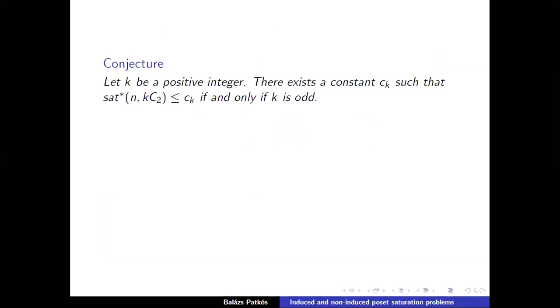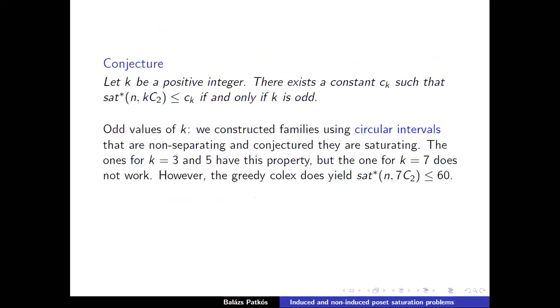For positive results, in the sense that it's bounded, for k equals 1 you just take the empty set, or you take the whole ground set, and that would give you a saturating family. But for k equals 3 and 5, we had some nice constructions, and we were very happy and saw that it would work for larger values of k.